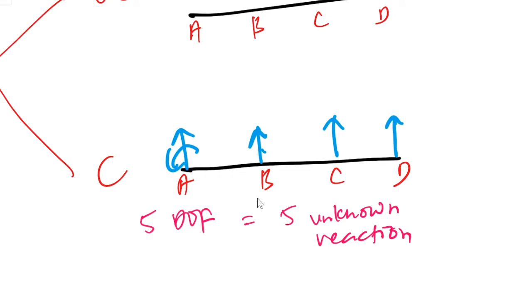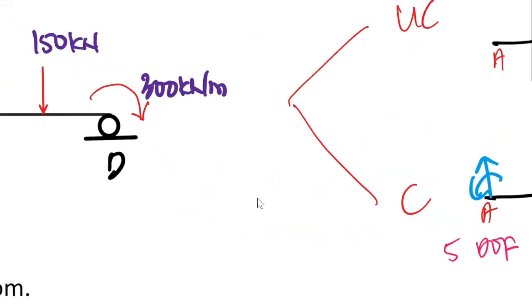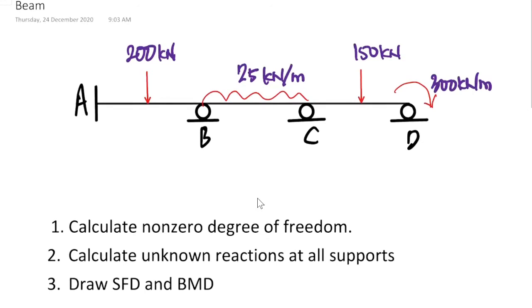In constraint system, they represent 5 unknown reactions. Why is it 5? Conventionally, we know that at A is fixed, so there are 3. However, in stiffness matrix method, we only count degree of freedom in Y and Z direction, because Y representing axial deformation and axial force, the value is 0. So we don't count that one.